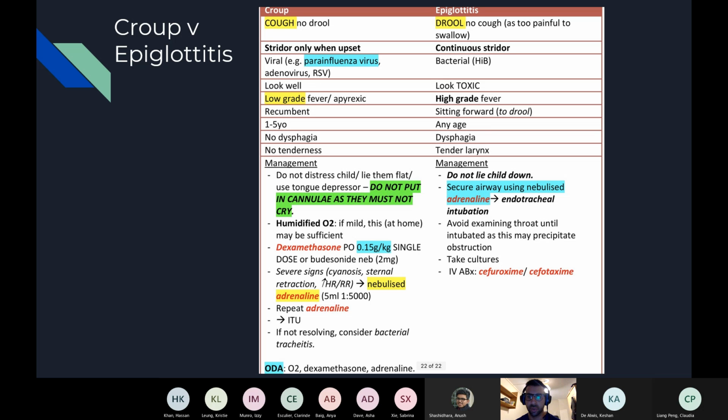Cool. Anyone got any questions between croup and epiglottitis? I put these two together because they're the ones you don't want to miss, and also the ones you want to escalate quite quickly. Got a couple more cases so we can run through them. Everyone happy? Cool. Just pop your questions in the chat and I will deal with them as I go.